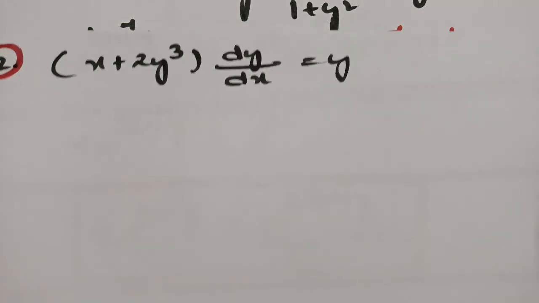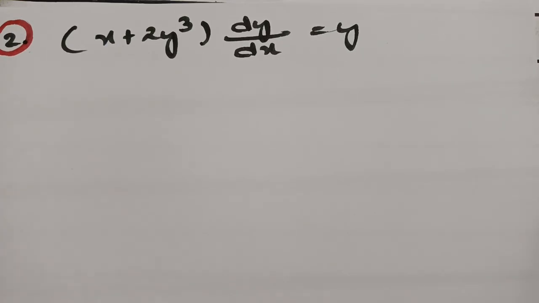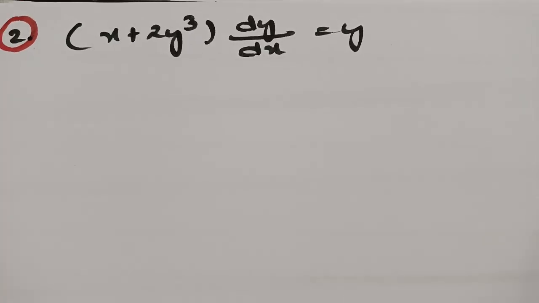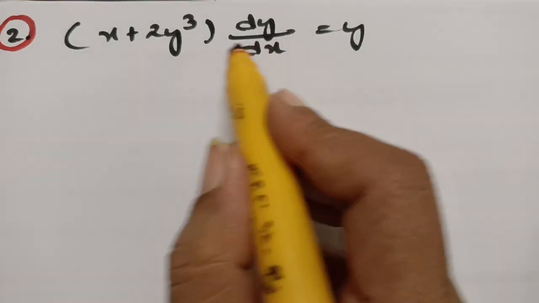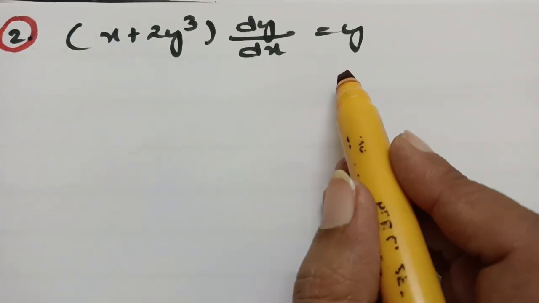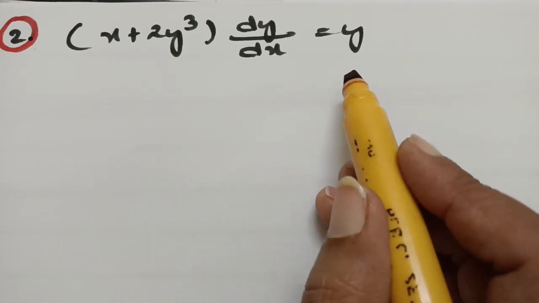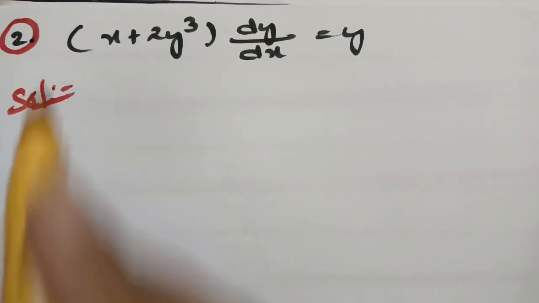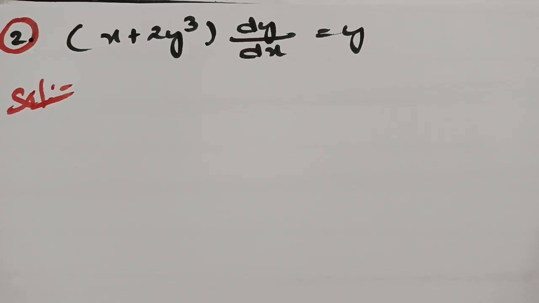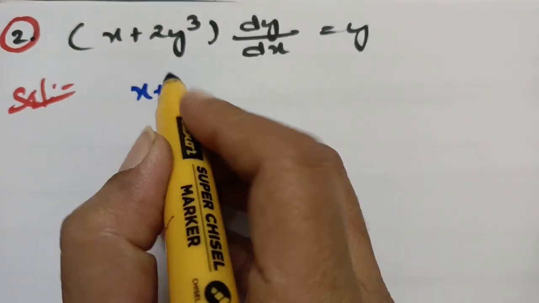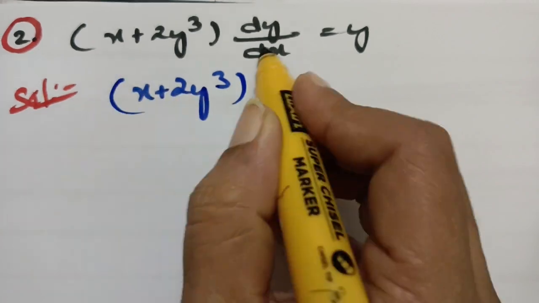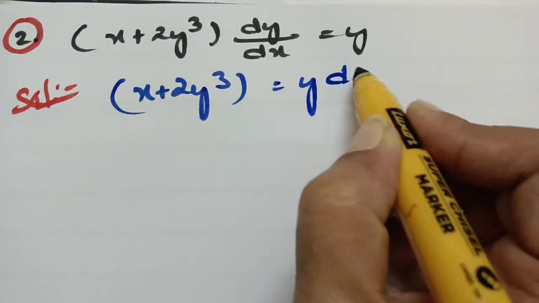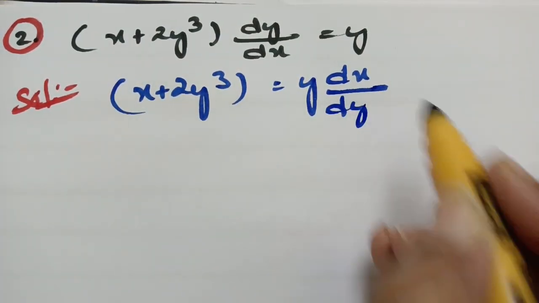And the second question is x plus 2y cube into dy by dx is equal to y. Here it is also very simple. There are two terms here, and we cannot split the terms, so I am sending this dy by dx to the other side. So here is the solution. This is x plus 2y cube, which is y times dx by dy.